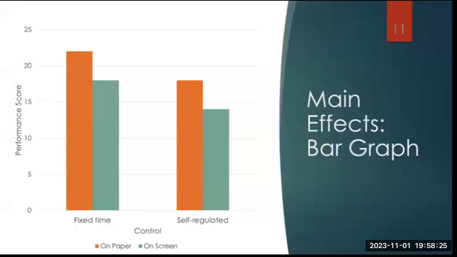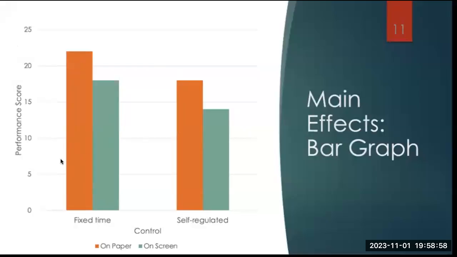Okay. So in a bar graph, this is how it would look. Remember, the color represents the modality. So orange is on paper and green is on screen. On the left, the dependent variable, we are marking off the performance score. So this is simply a representation of the data that we saw in the table. So fixed time, remember, they scored higher regardless of whether it was on paper or on screen. So you can see the orange bars are higher than the green bars.